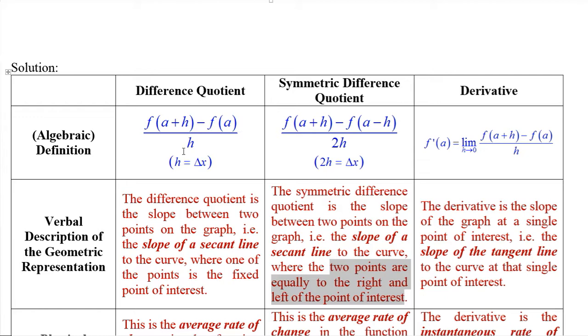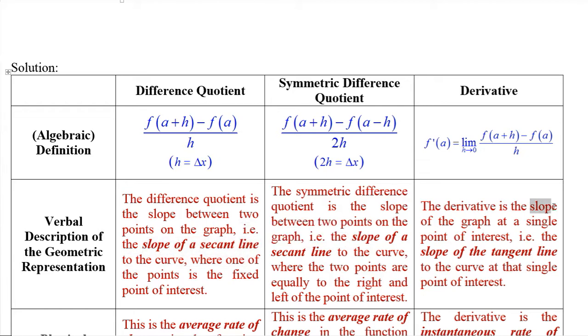a, f of A is used as our point of interest. That's used over here in the difference quotient. In the symmetric difference quotient, a plus h, f of a plus h, and a minus h, f of a minus h are the two points. So notice that they're equally spaced to the left and right, h away from our x value of a, which makes our delta x 2h, and the delta y is what you see in the top. So it's a slope between two points on the graph. And so both of those are slopes of secant lines, or slopes between two points on the graph.